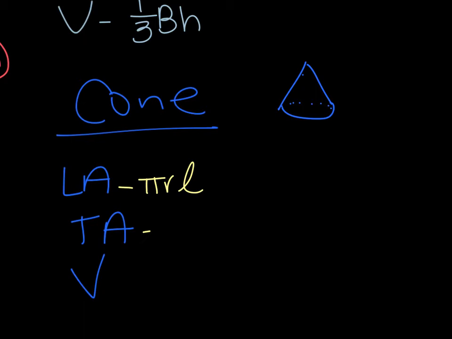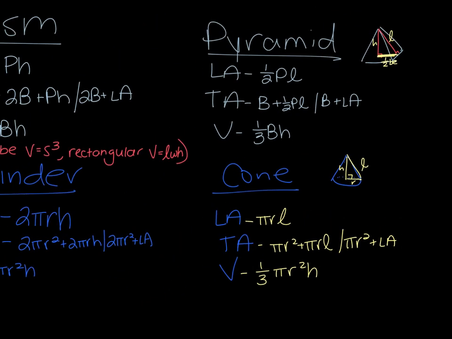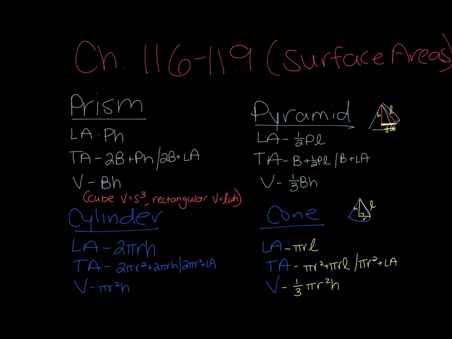Total area, there's a base of a circle, so it's pi r squared plus pi r L, or pi r squared plus the lateral area. And then the volume, the 1/3 starts it again. The base area, the base is now a circle, pi r squared times the height. So in a cone, the height, the radius, and the slant height make that right triangle. Okay, so that kind of is 11.6 and 11.7 mixed in with the surface areas that we added in from the other book.